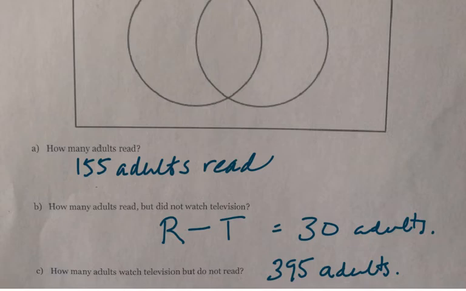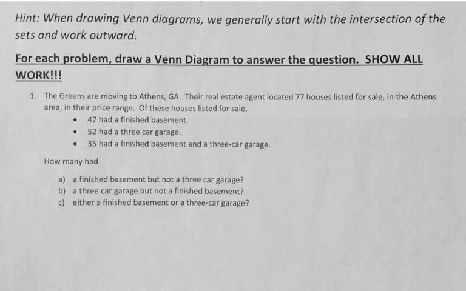We're going to go through 2 more examples, and hopefully you can do the rest of them on your own and work on the homework. Starting off here, we start with a hint. When drawing Venn diagrams, we generally start with the intersection of the sets and work outward. So you want to find the pieces of information that are shared between 2 or 3 of the sets. If it's 3 sets, you want to find that 3 intersection first, and then work outward from there.